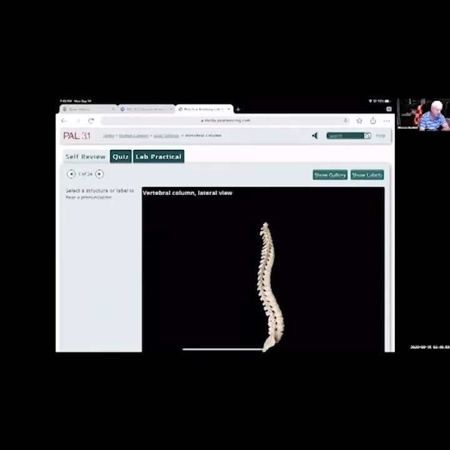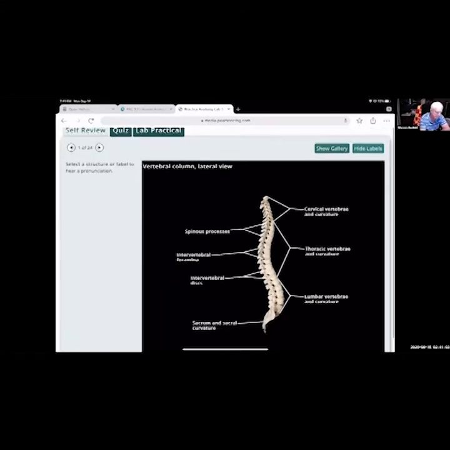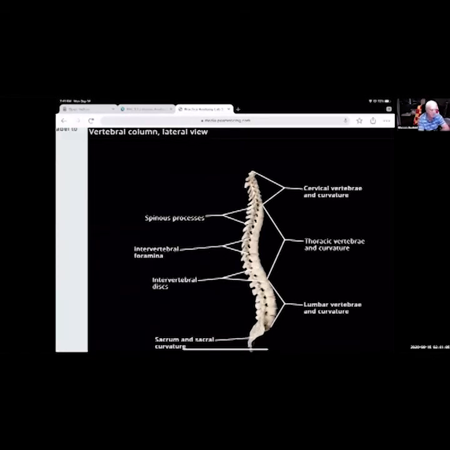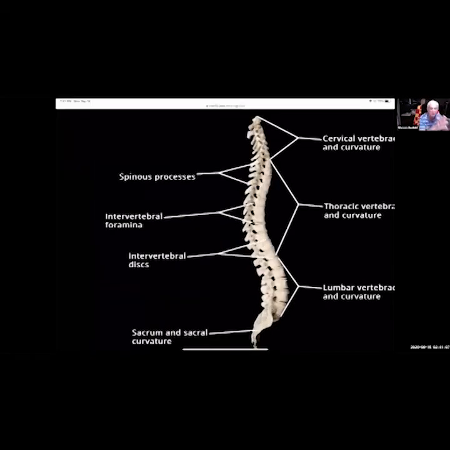So, review vertebral column. Okay, this is our vertebral column. The vertebral column is made up of vertebrae. The vertebrae have spinous processes, which point to the posterior section. You have the intervertebral foramina, the openings formed by the vertebral arches as the vertebrae come together. That's where the spinal cord runs through.